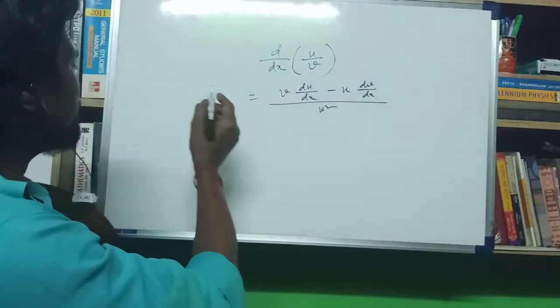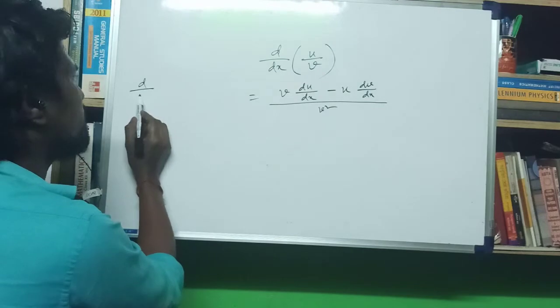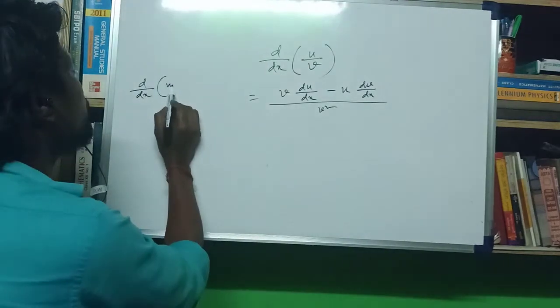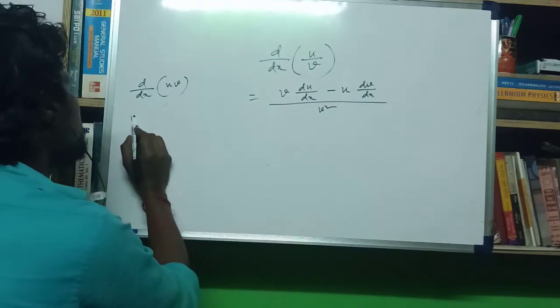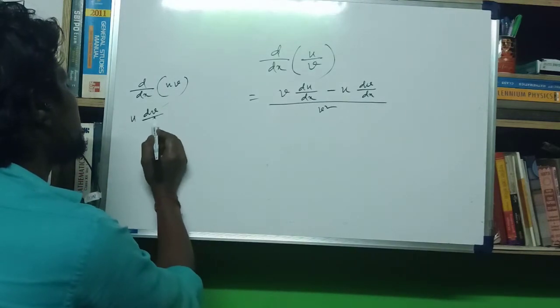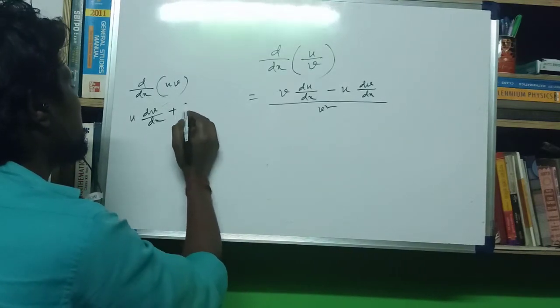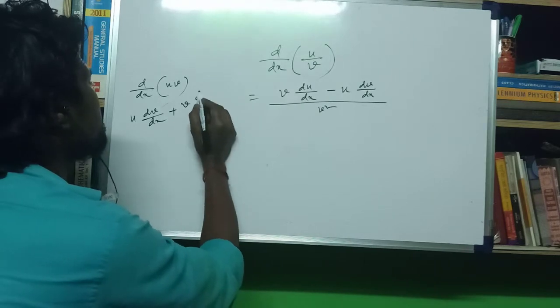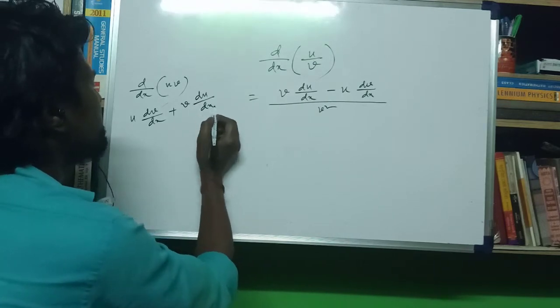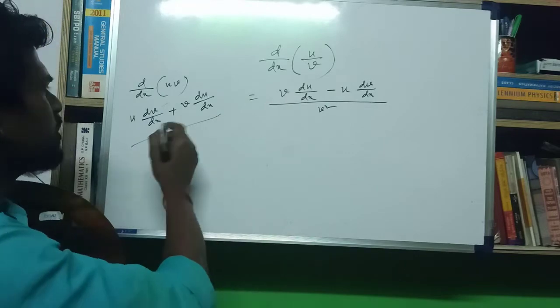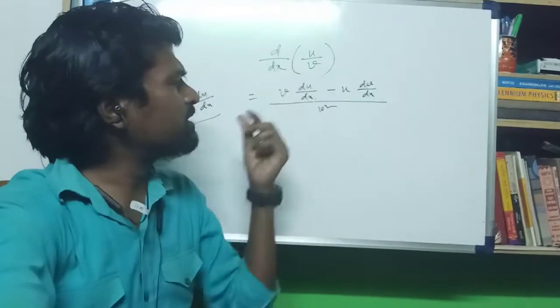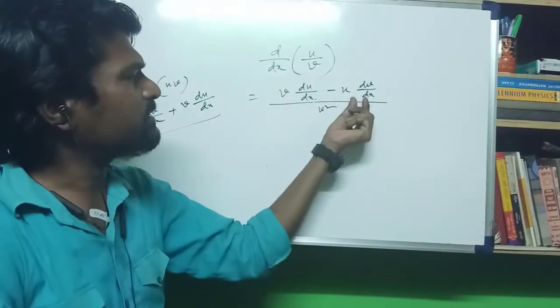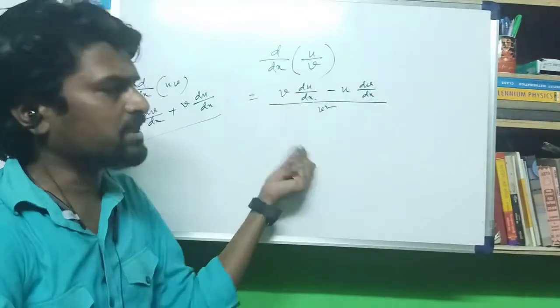So the difference of this product and division form is d/dx of uv. If the product form is given, then you have to take the first function first and then derivative of the second function plus derivative of the second function and derivative of the first function. But here the rule is different. You have to take the second function first and then take the derivative of the first function, and then first function and derivative of the second function, by second function square.